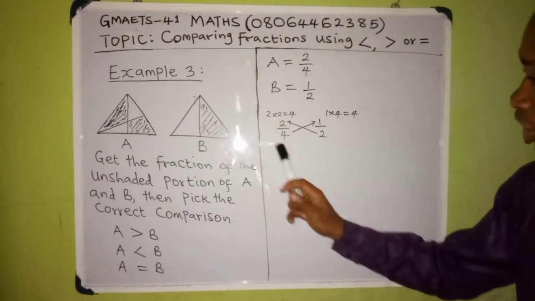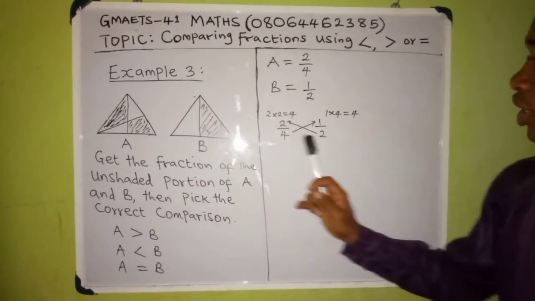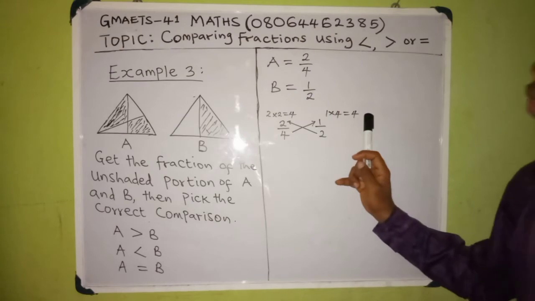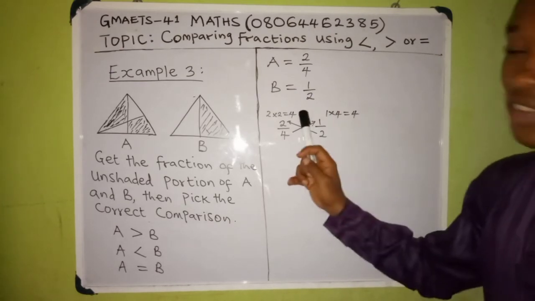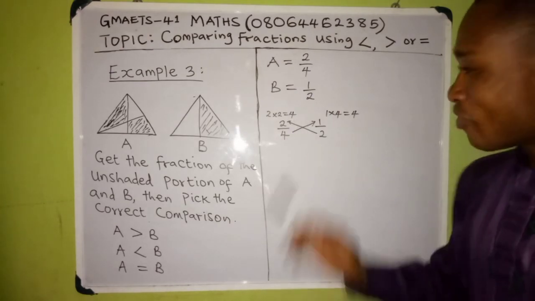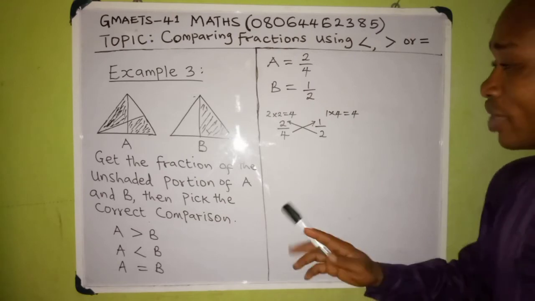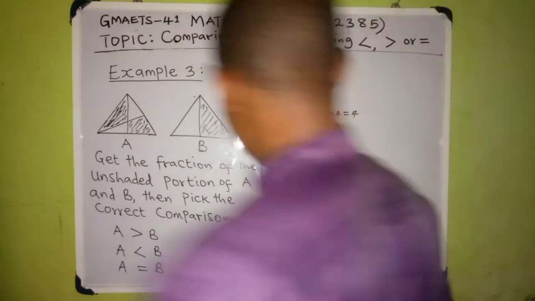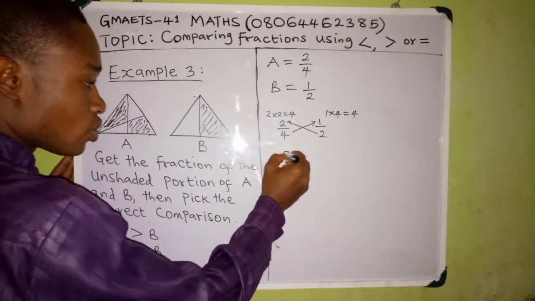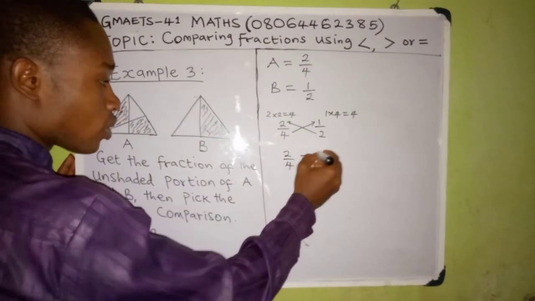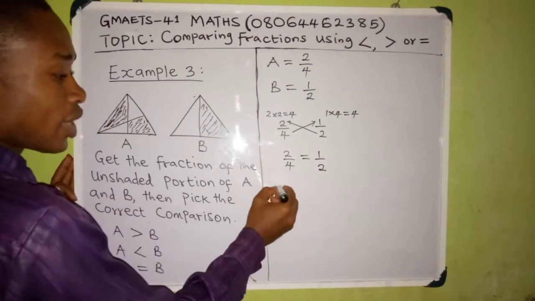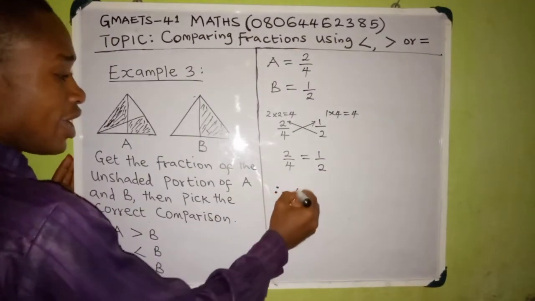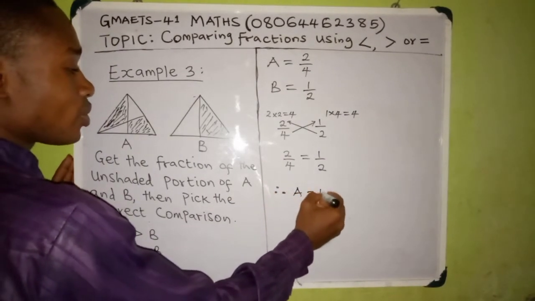Having done this multiplication, we're going to look at the 2. You observe that this fraction 2 over 4 produced 4. And this fraction 1 over 2 produced 4. 4, is it greater than 4? No. 4 and 4 are equal. So it simply means that this fraction is equal to this fraction. We write 2 over 4 equals 1 over 2. So we can conclude, therefore, A is equal to B.